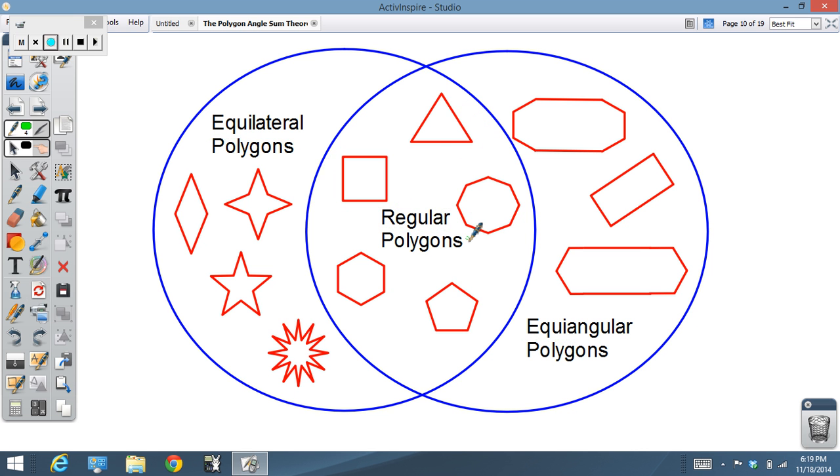The rest of these would be referred to as a regular octagon, a regular pentagon, a regular hexagon, depending on the number of sides. All sides are congruent, all angles are congruent. That makes it a regular polygon.